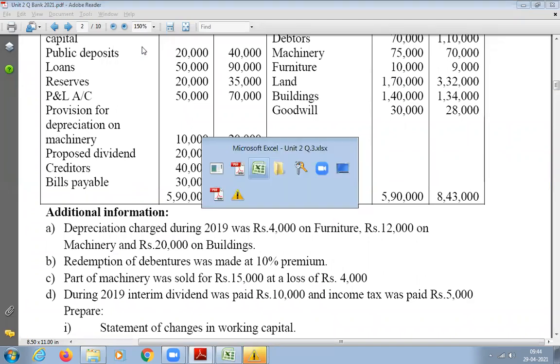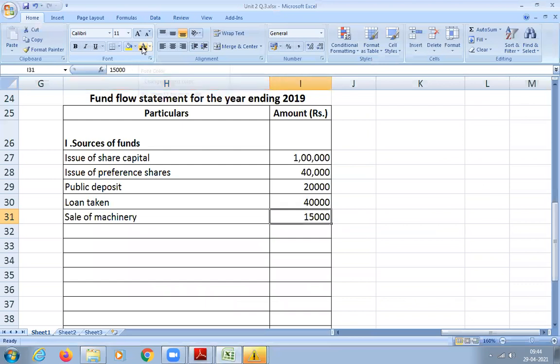Then one more thing is there. An important source of fund in a fund flow statement is what? Fund from operation. That is one of the important sources of fund. This is where you get more fund. How much did you get from fund from operation? 1,23,000. Okay, so now calculate total sources.